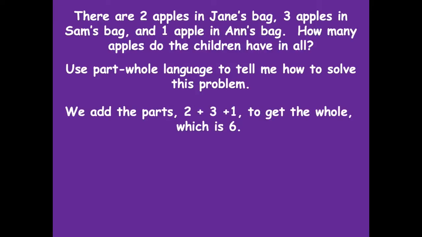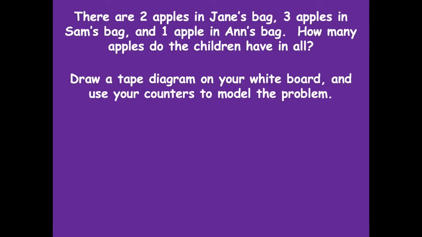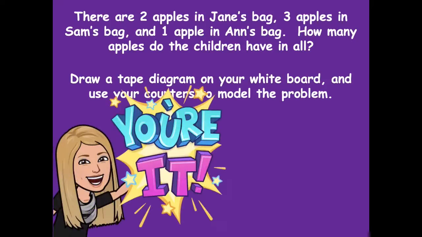All right, friends, so we add the parts, 2 plus 3 plus 1, to get the whole, which is 6. Now you're going to draw a tape diagram on your whiteboard and use your counters to model the problem. Remember, friends, a tape diagram is like part-whole, except you're not having to draw the whole. You're just drawing the parts, and then you can write the whole underneath it. So pause the video, draw your tape diagram with the information from the word problem, and then click play when you're ready to go over it together.